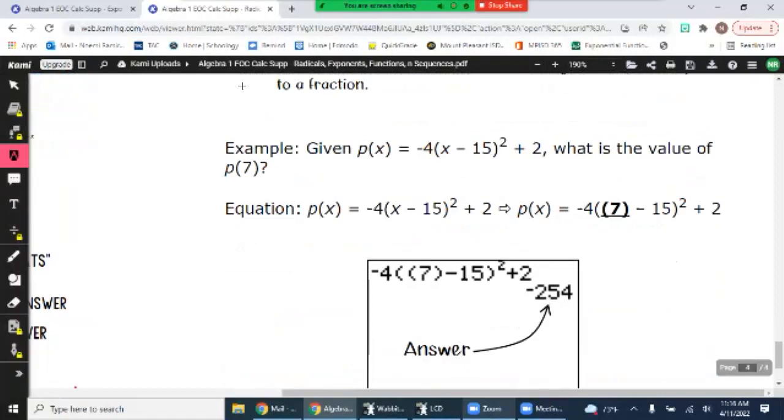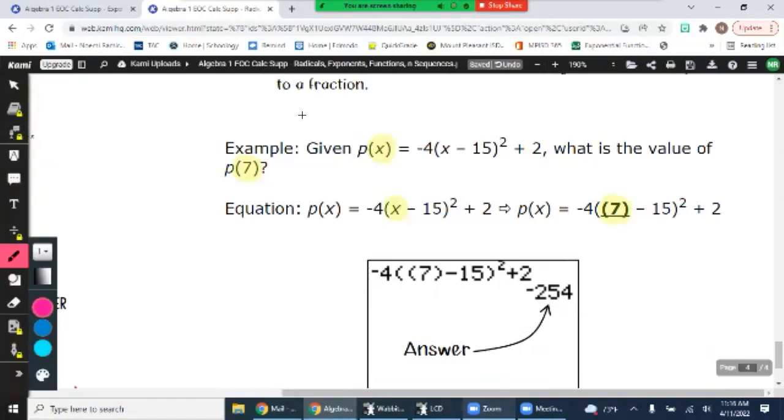So look at this example that we're given. Given p of x is equal to -4 times x minus 15 squared plus 2. What is the value of p of 7? You notice that the 7 and the x is in the same spot. So we're going to replace any x with a 7. And notice once again, I keep that in parentheses. So I put all of this right here into my calculator and I get my answer, -254.